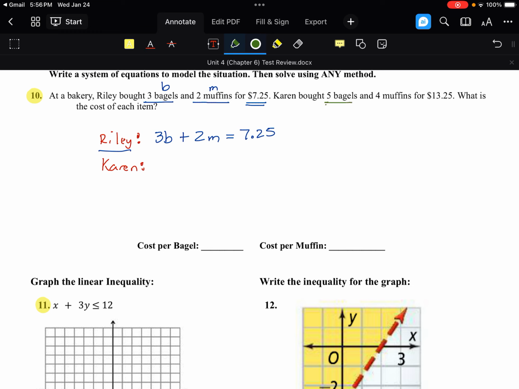Karen then bought 5 bagels, 4 muffins for a total of $13.25. So we're looking at an equation like 5b plus 4m equals $13.25.